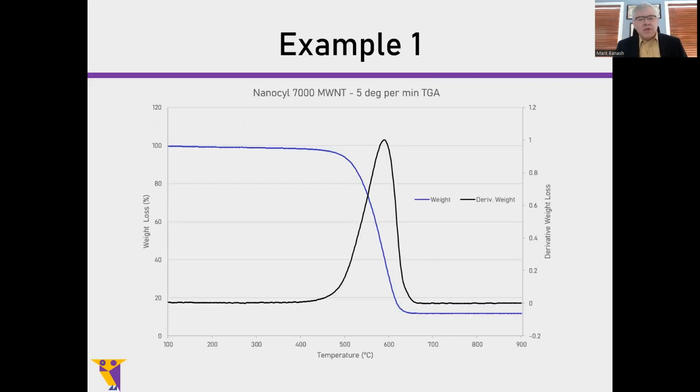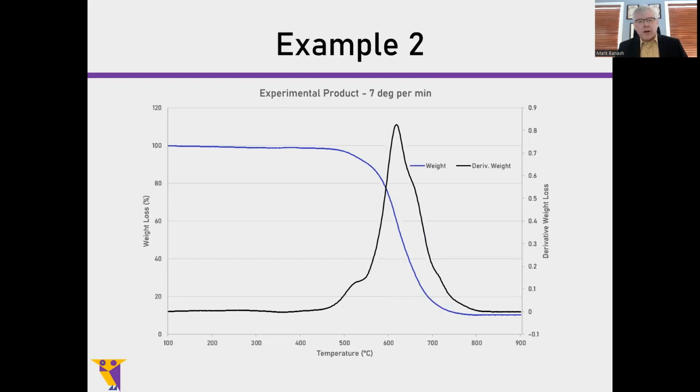Here's an example. This is a TGA of NanoSil 7000, which is a multi-wall product, and you see 2 curves. The first curve in blue is the weight loss as the material is heated, and then you see the derivative of the weight loss in black, and this looks like a fairly homogeneous material with a single component. Looks very neat and clean. Kudos to NanoSil for producing this. But here's an experimental product made by a different manufacturer, and you see you get a completely different curve shape. There's obviously more than one component in here, and the question is, how many components are in here?